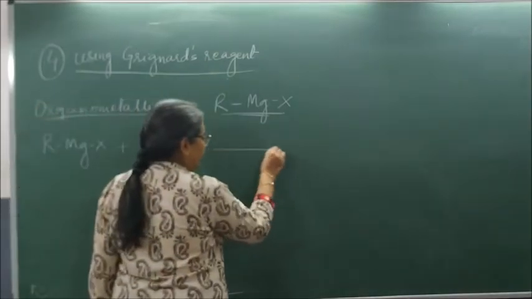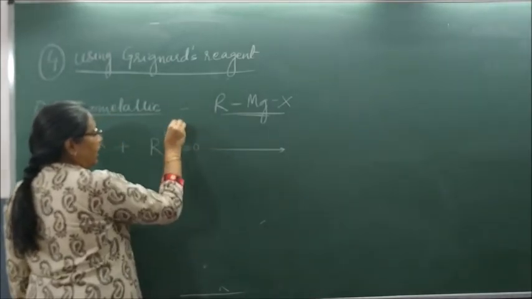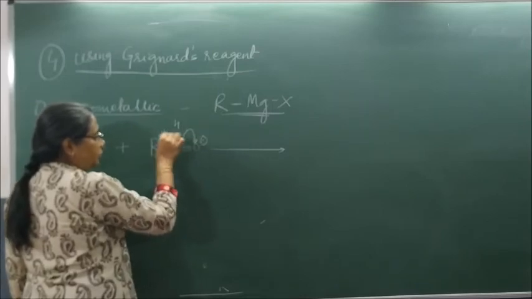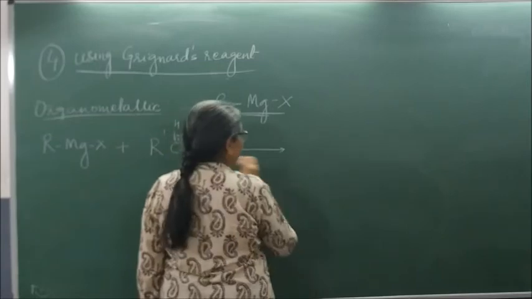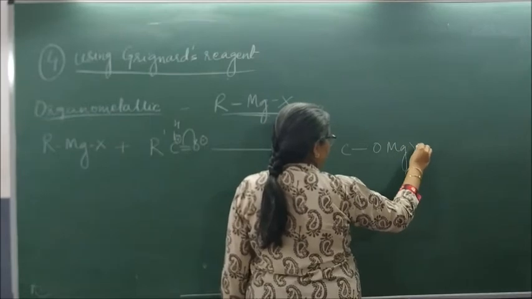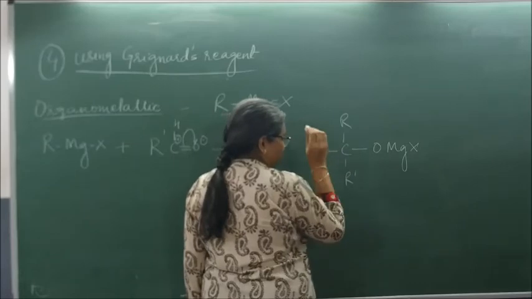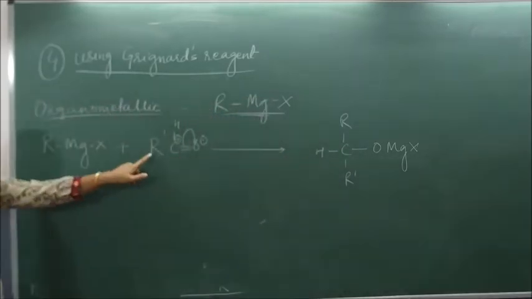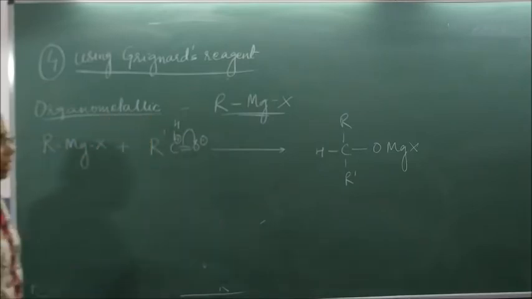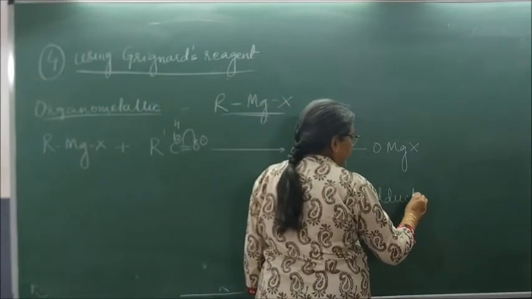Then again I will get what compound? See, I will write again like this. C double bond O and an H. This bond shifts. This oxygen gets a negative charge. This gets a positive charge. So this carbon becomes my main carbon. You have O, Mg, X, you have R, you have R dash and an H. Correct? Now this again is what compound? An addition compound and would be called an adduct.